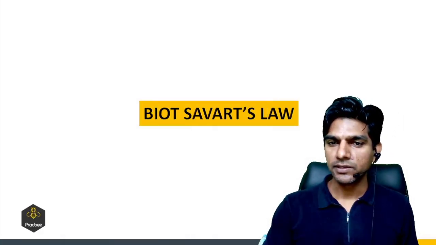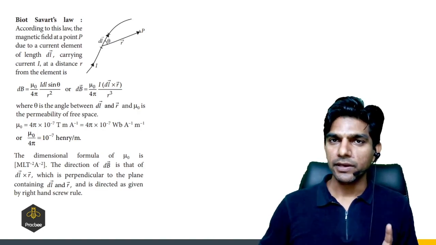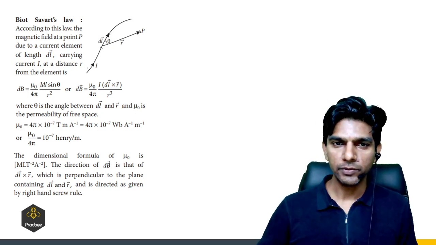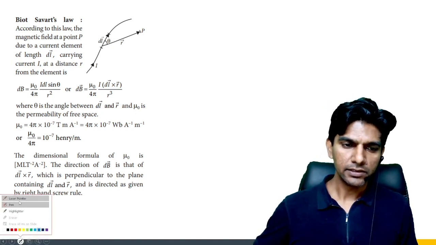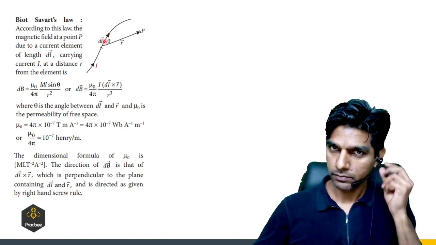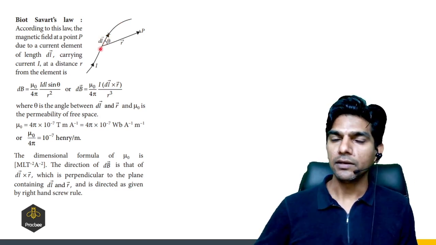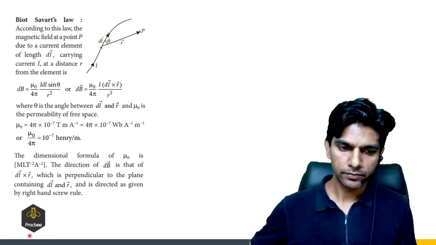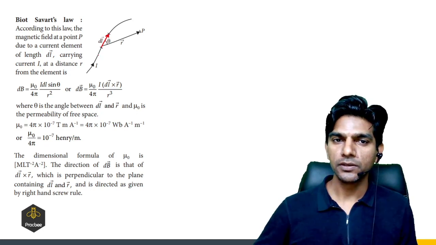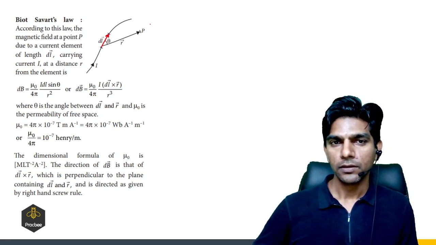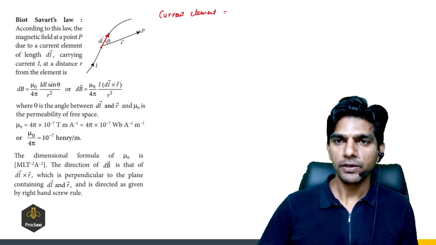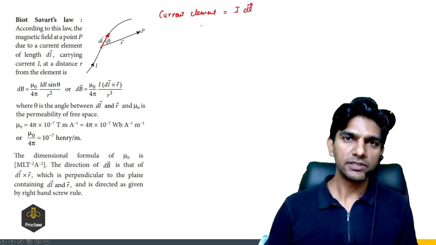Okay, now the next concept is Biot-Savart's law. With the help of Biot-Savart's law, we can find the magnetic field by a current element. Now what is a current element? Let us say this is a current carrying wire. Now we have taken a small element of this current carrying wire, and the length of this element is dl, and the direction of dl will be in the direction of the current. So this is the dl vector and it is in the direction of the current. So we can say the current element will be I times dl, and its direction will be the same as the direction of the current.